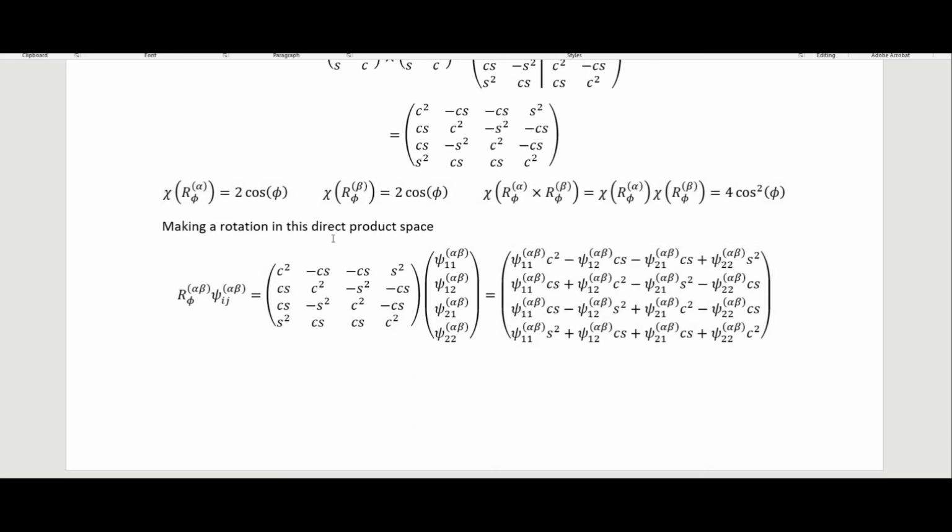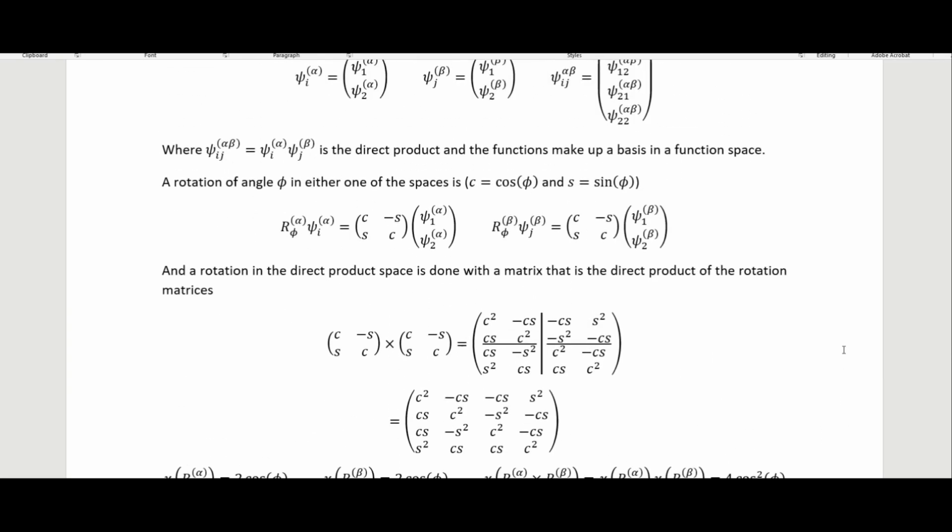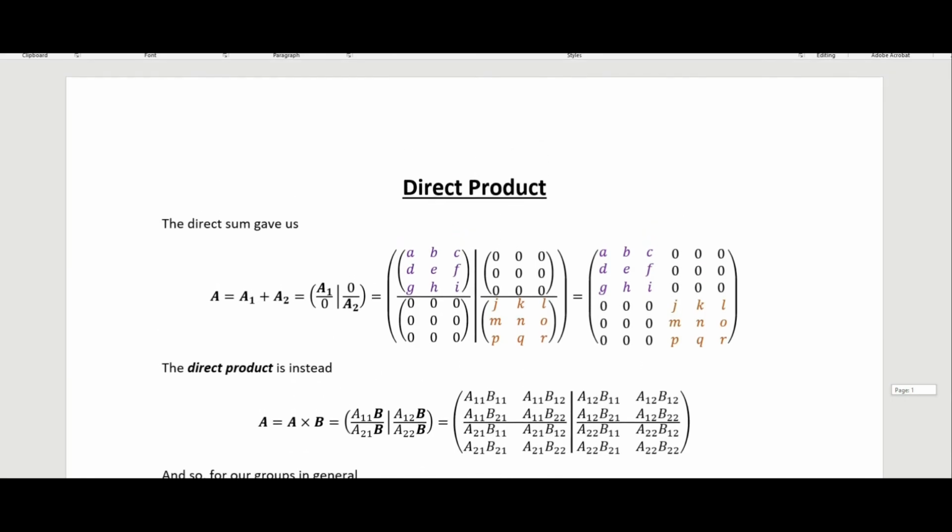And so when we make a rotation in this direct product space, we'll use this 4x4 matrix on this 4-dimensional vector. That will send each of these functions into linear combinations of the functions, because we are rotating the functions in the function space. But anyway, that, as I said, is what the direct product is, which is important in chemistry and quantum mechanics and things like that. And so that's why I used that quantum mechanical example.